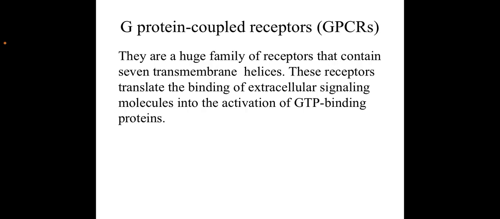First of all, the G protein coupled receptors, GPCRs. They are a huge family of receptors that contain 7 transmembrane helices. These receptors translate the binding of extracellular signaling molecules into the activation of GTP binding proteins.